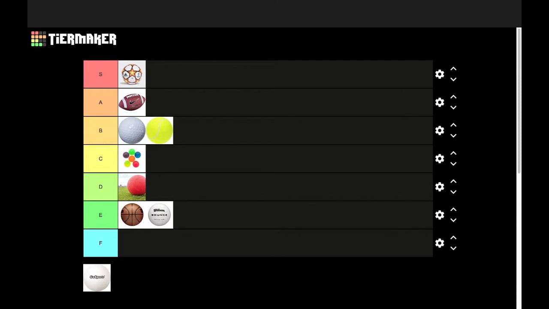That is correct. And lastly, we have the ping pong ball. Now, I love the sport of ping pong, and it's a really great game. But this ball sucks for dodgeball.